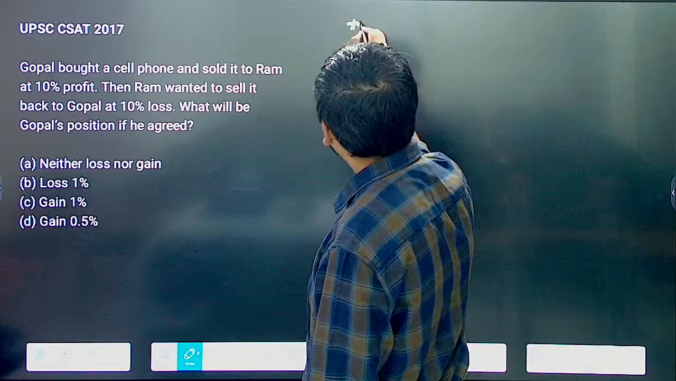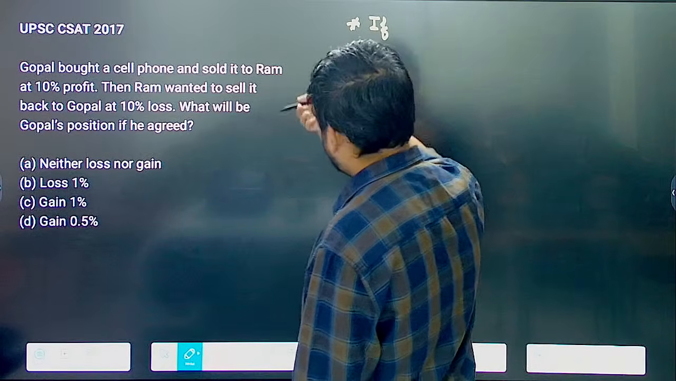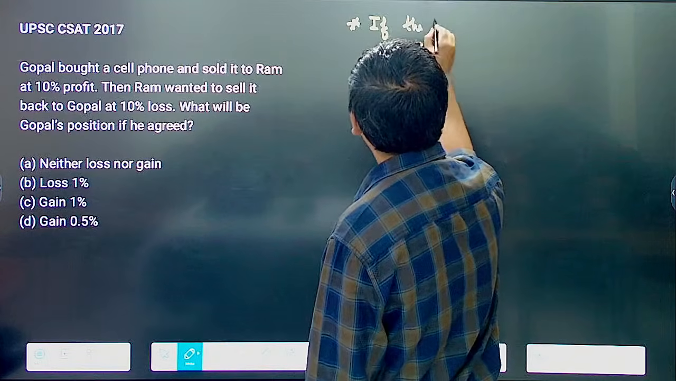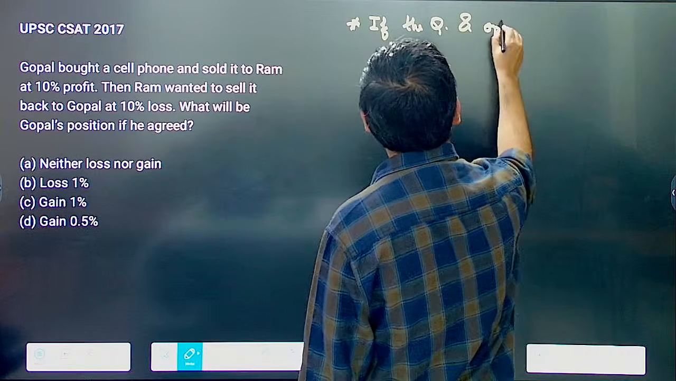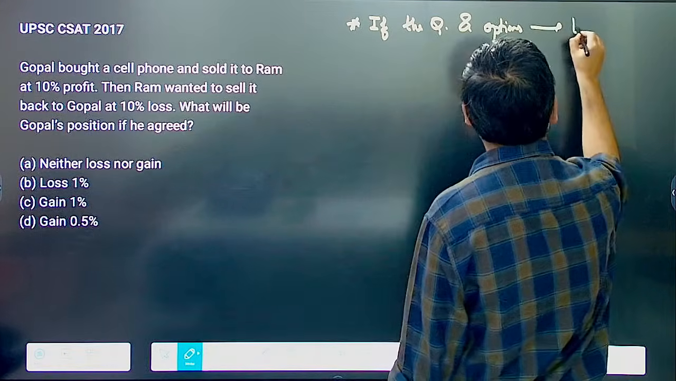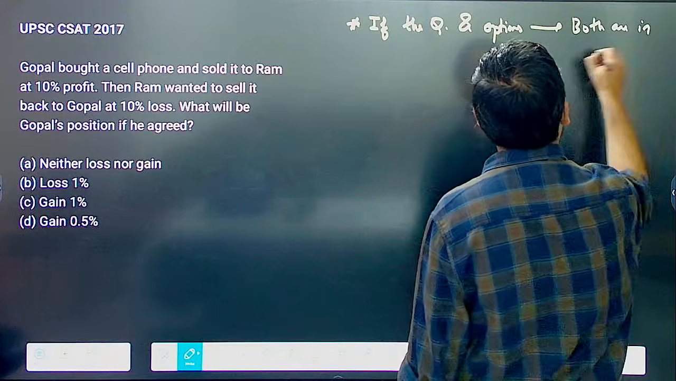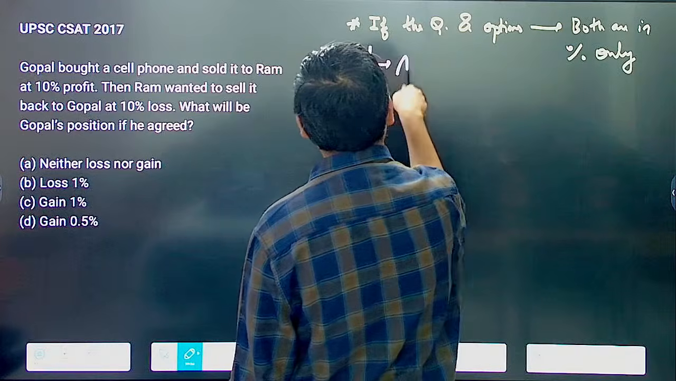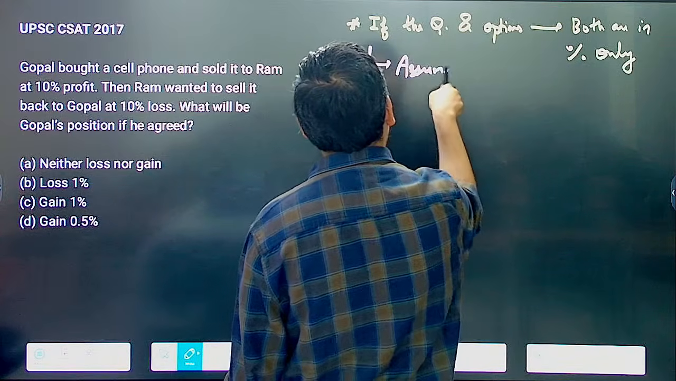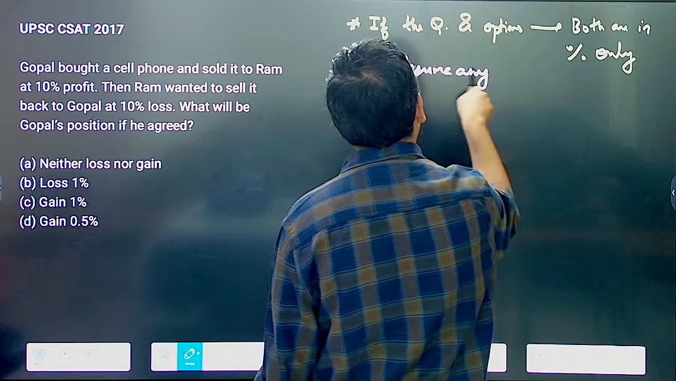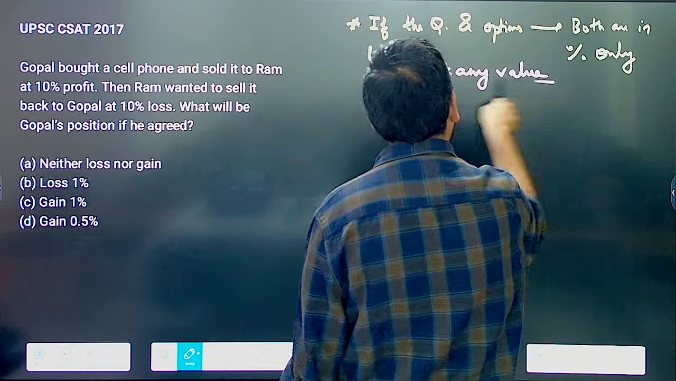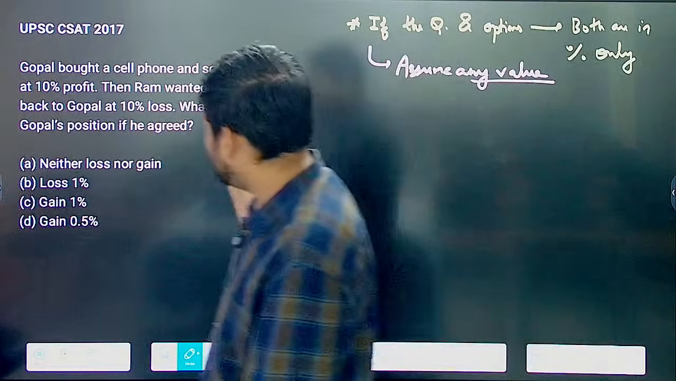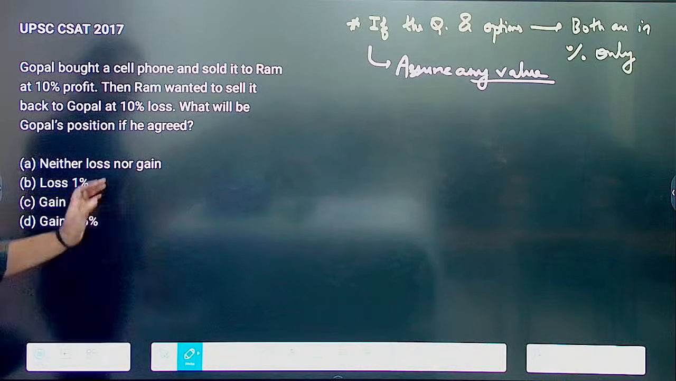Here is another thing you can note down. We have already seen this in percentage: if the question and the options are both in percentage only, then you can assume any value. Why? Because then it won't change. It is all about percentage. So you can just assume any value, let's say 100 rupees, 1000 rupees, whatever you like, and then try to do it.